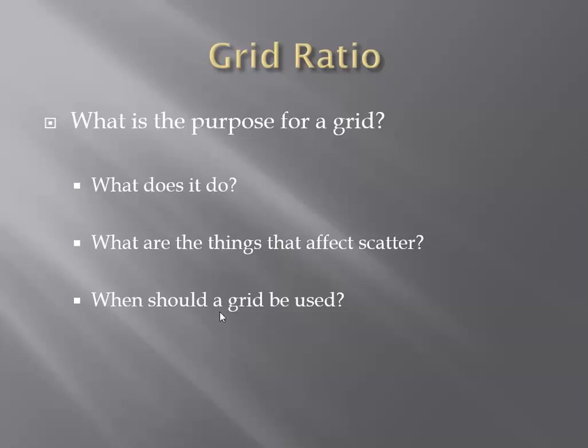So when should a grid be used? Anytime we're shooting an x-ray above 70 kVp, or if we're taking an x-ray of something that's 10 centimeters or larger. So shoulder size, knee size, or if we're using a kVp that's high enough to create a lot of scatter radiation. So increase kVp, increase soft tissue, increase scatter radiation.